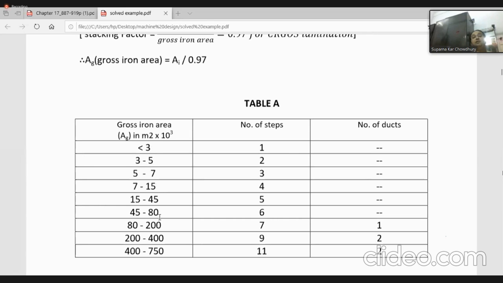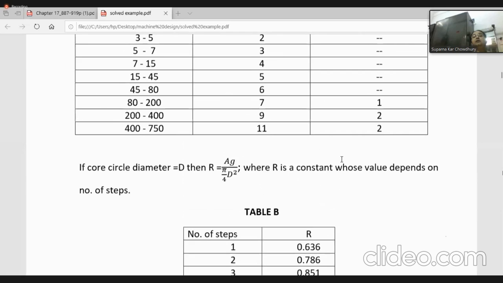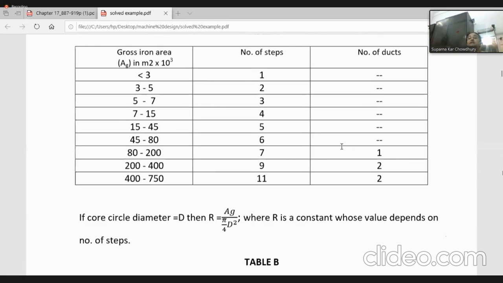Similarly, as we go on, the number of steps increases. For higher number of steps, we have to go for the duct, because it is becoming larger and the gap between the winding and the core is also less, so less ventilation. So for ventilating, duct has to be provided.